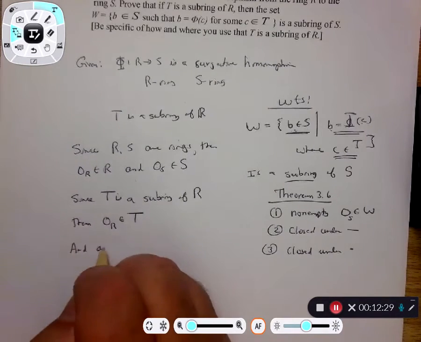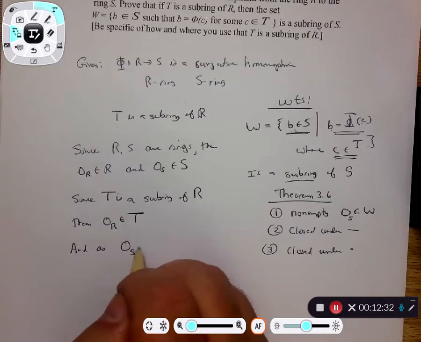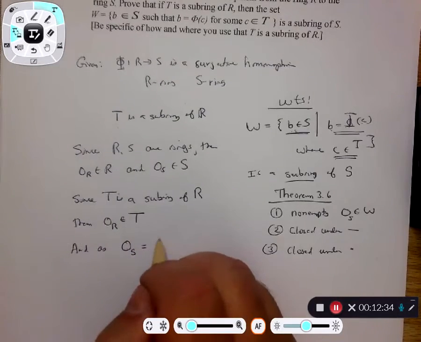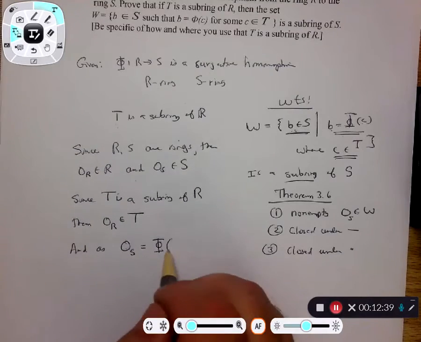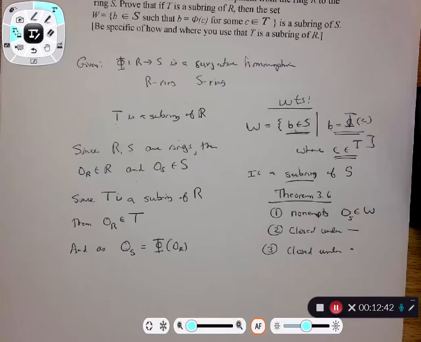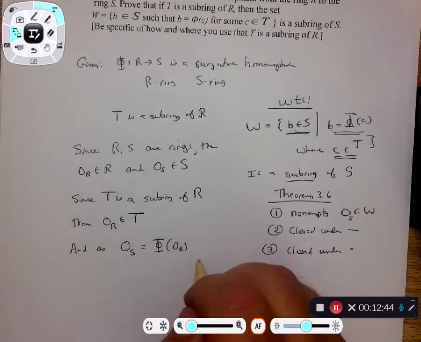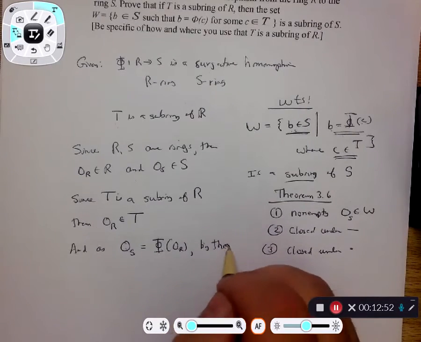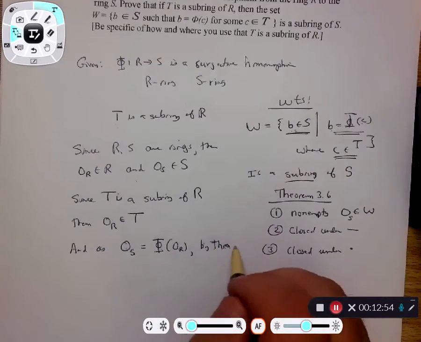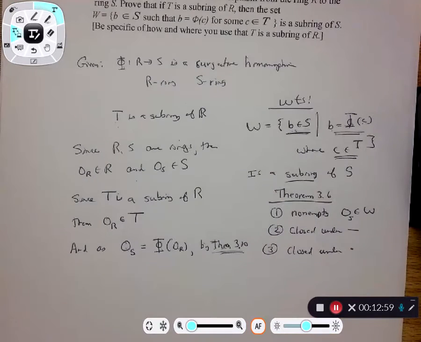And phi of 0_R would be equal to phi of who? Remember, phi maps R to S. So to get 0_S, 0_R has to map to them. Remember, zeros always map to zeros. And that's part of your theorem. I'll abbreviate theorem THM. You're not actually allowed to do that, but I can because this is my scrap sheet of paper. By Theorem 3.10, zeros map to zeros.